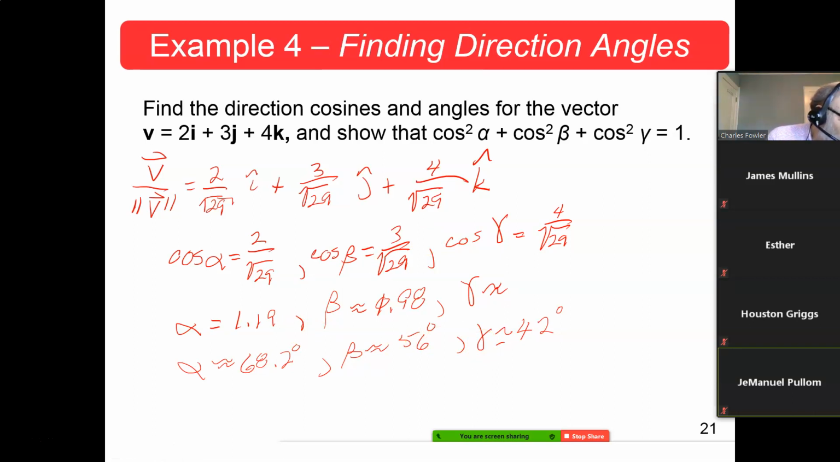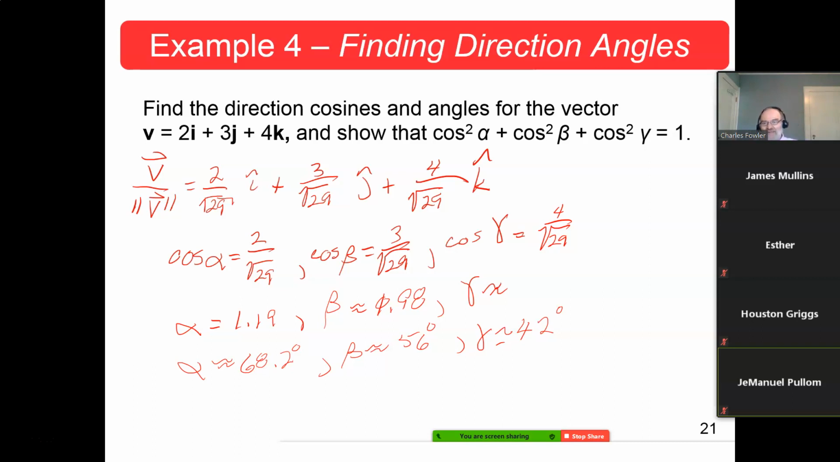Okay. Now, they did 68.2, 56, they said 56.1, and 42.0. That's basically what I got. And that's the last thing they said here. Find the direction cosines, those are they. Okay. Find the angles, those are they. And these were almost in radians, until I realized they were giving them in degrees. And then the last thing it says, show that cosine squared alpha plus cosine squared beta plus cosine squared gamma is equal to 1. So we can do that.